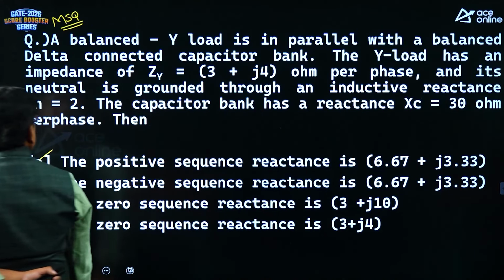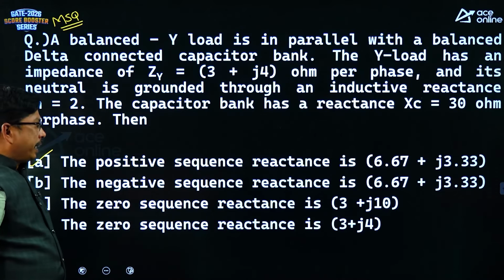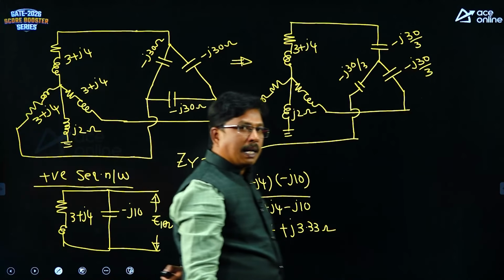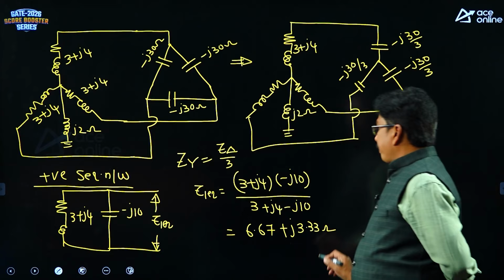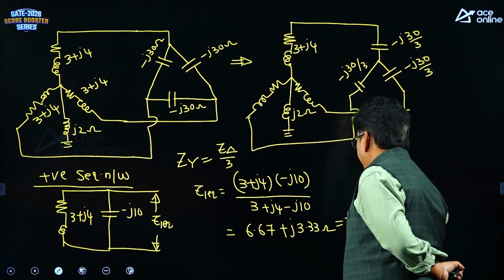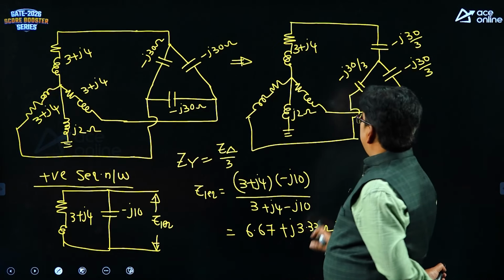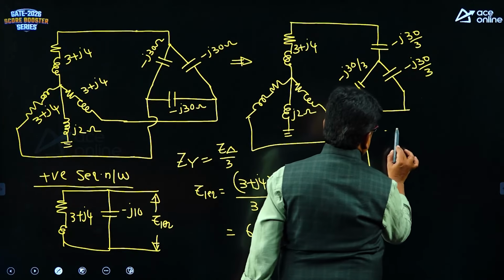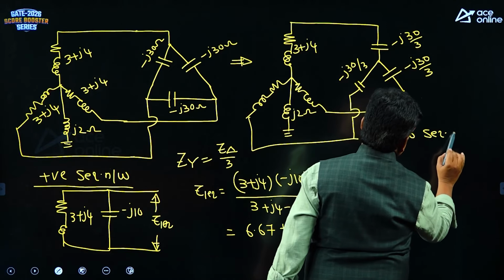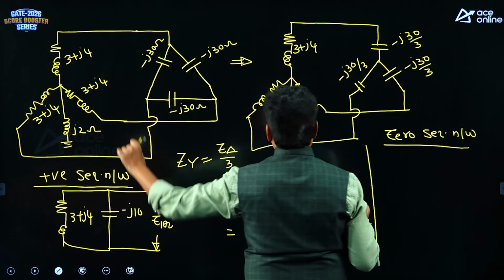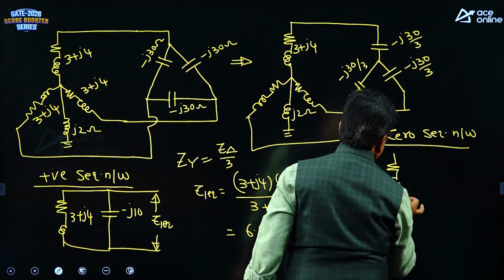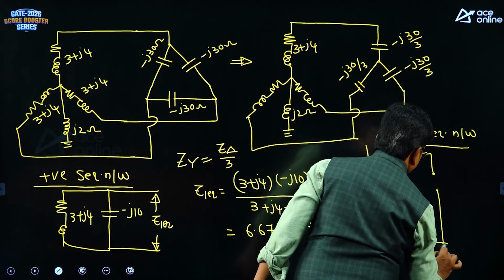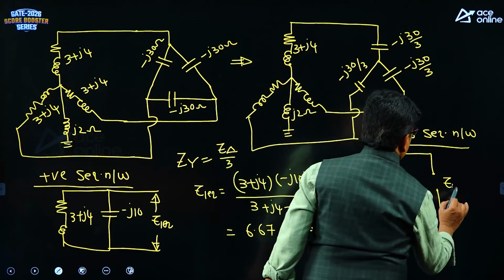Option A is correct. And what about the negative sequence? It is the same, no change. Why? Because all are balanced loads. In every phase we are having the same values. So the positive sequence and negative sequence impedances are exactly the same, so this is also equivalent to Z2 equivalent. While drawing the zero sequence network, the first one is neutral reactance grounded, and the second one is neutral isolated. You can calculate Z0 equivalent here.